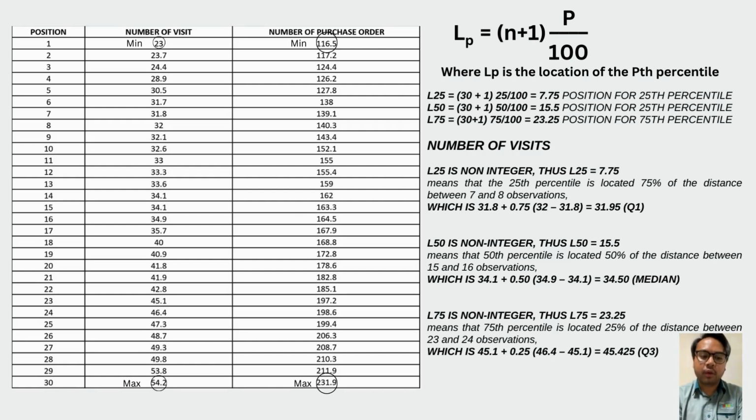So the value of the position 7.75 is 31.95. This is the value that we are looking for, which is after the value 31.8 and before the value of 32. So this is the final value. Same for the 50th and 75th percentile for the number of visit and number of purchase order. The calculations are all the same.